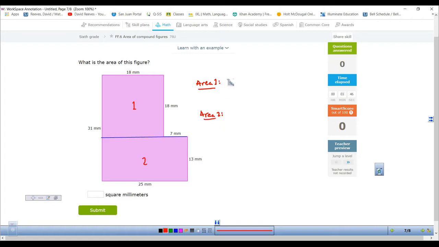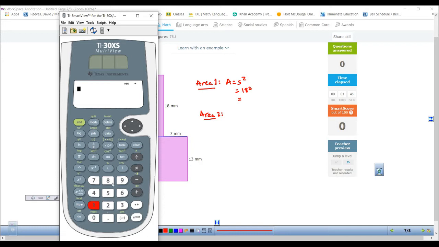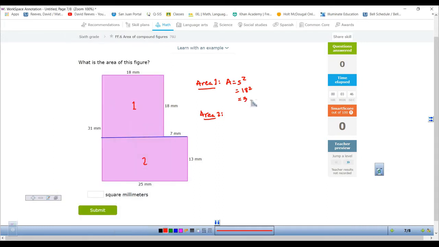All right, so area 1 is a square, and the area of a square is the side squared. So in this case, it's going to be 18 squared. If you want to use your calculator, you're welcome to do that. 18, there's my squared button, and when I do that, I get 324. So the area of this top square is 324, and the units would be square millimeters or millimeters squared.